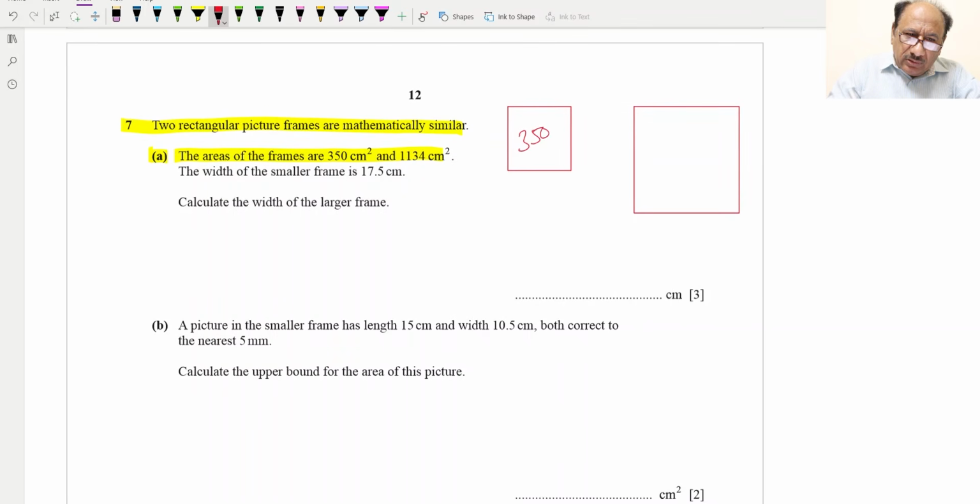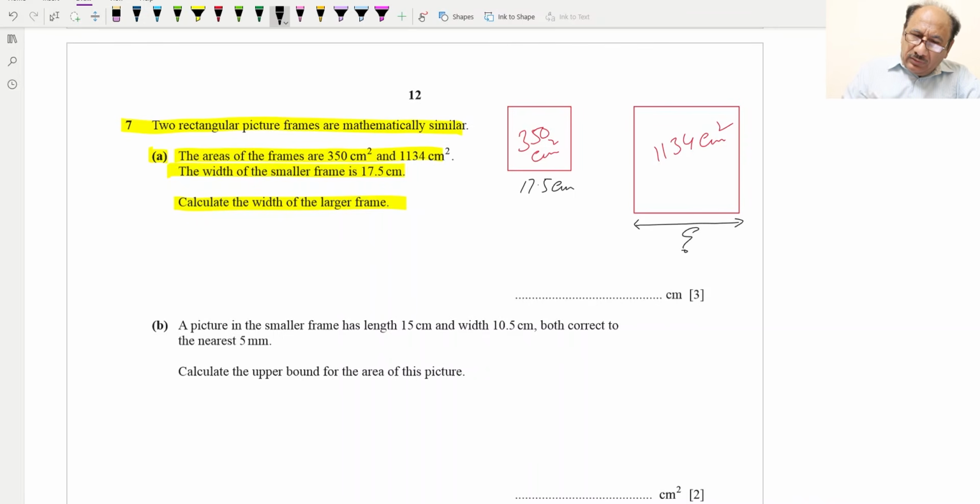The area of this is 350 centimeter square, and the area of this one is given 1134 centimeter square, and the width of the smaller frame is 17.5 centimeters, and calculate the width of the larger frame. So the width of this frame is required, which we need to calculate.